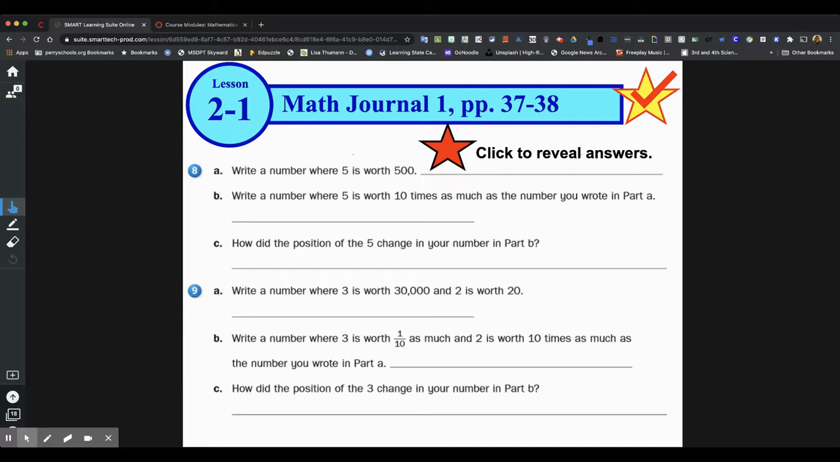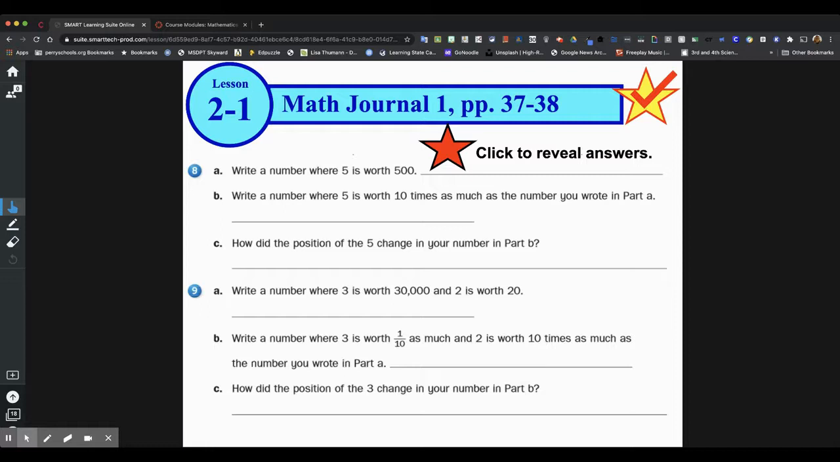Okay. 8 and 9. 8 says write a number where 5 is worth 500. Write a number where 5 is worth 10 times as much as that one in A. And then see, how did the position of the 5 change in your number? I'm looking for, did it move to the left any? Did it move to the right? And how many spots? And then 9, you're going to do that for the 3 that's worth 30,000, and a 2 is worth 20. So you're going to have some other digits in that number.